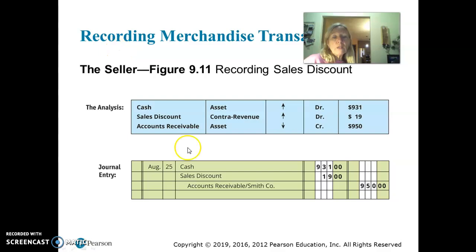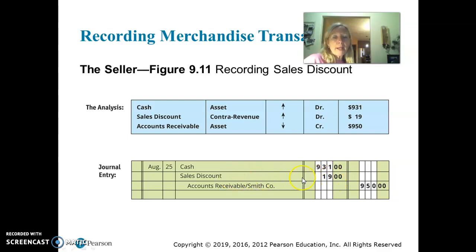So what do you get in the mail? You get a check for $931. His 2% discount was $19. So his sales discount, that counts against your revenue, because you could have got $950, but we want our money quick, so we're giving him a little bit of discount, and we marked it up, whatever, $350 already. So we're giving him a little incentive to pay us quicker.